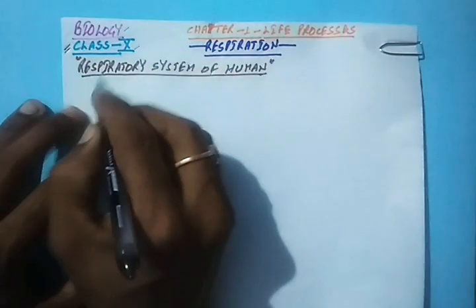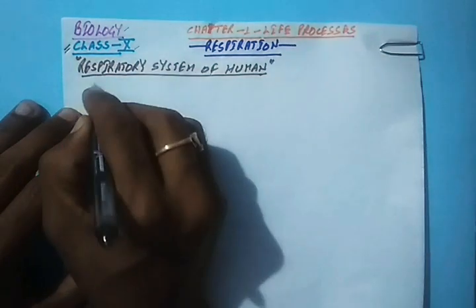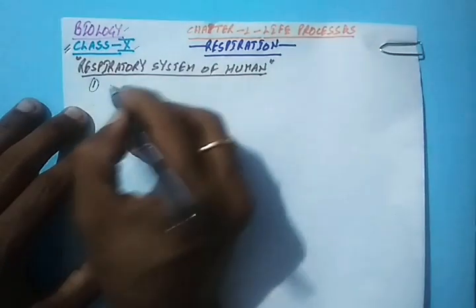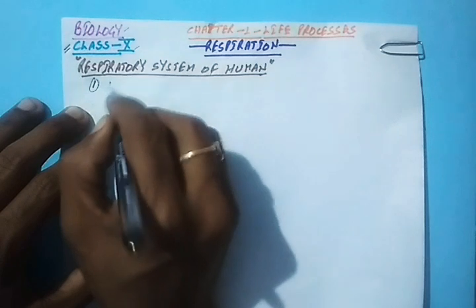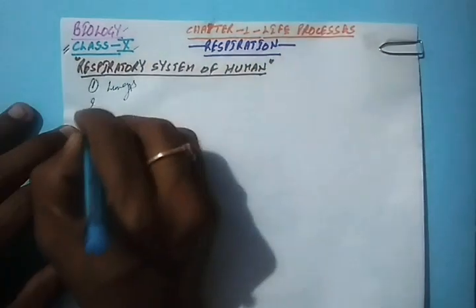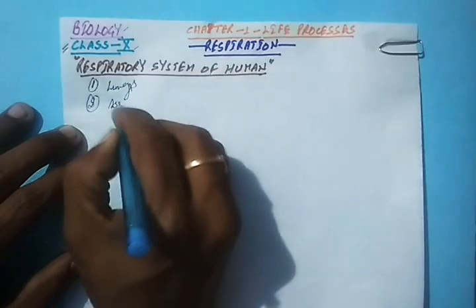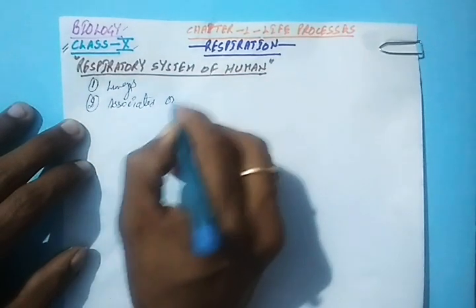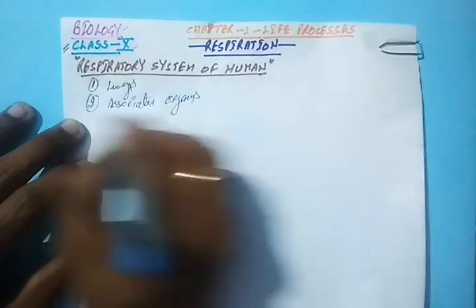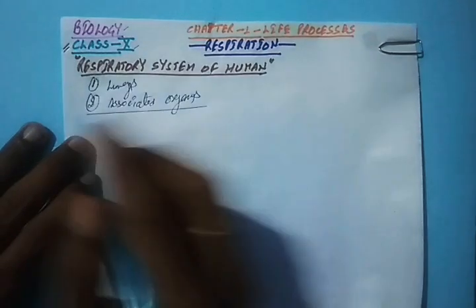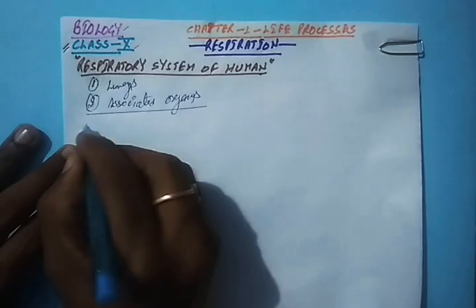So the respiratory system basically includes number one, lungs, and number two, associated organs. Okay. So, what location? Start with lungs.